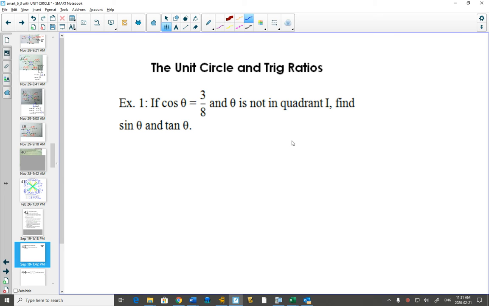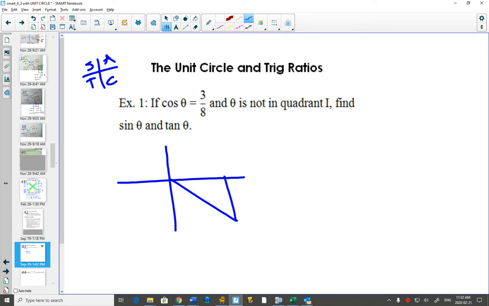It has to be in quadrant four. So you can draw an angle in quadrant four. How do we know it's in quadrant four? Well, the CAST rule: cos is positive, but it's not in quadrant one, so it has to be in quadrant four. And then if you draw a triangle back to your x-axis, because cos of your reference angle would be the same thing, you can label the adjacent and the hypotenuse of that triangle.